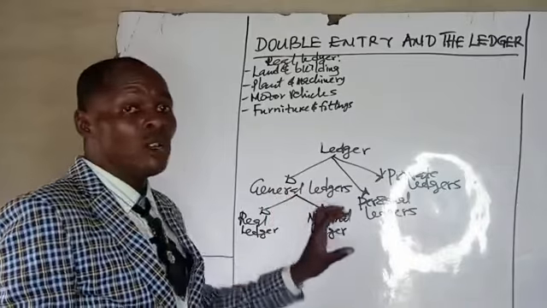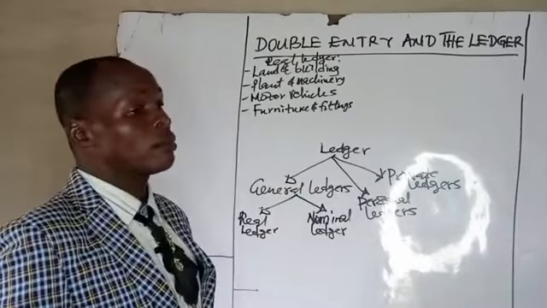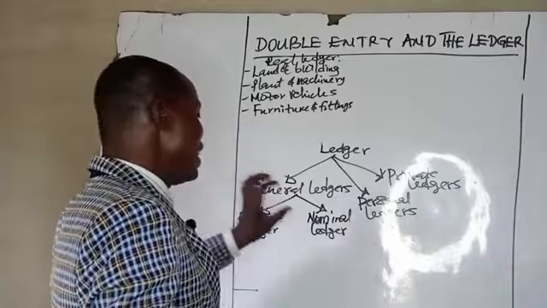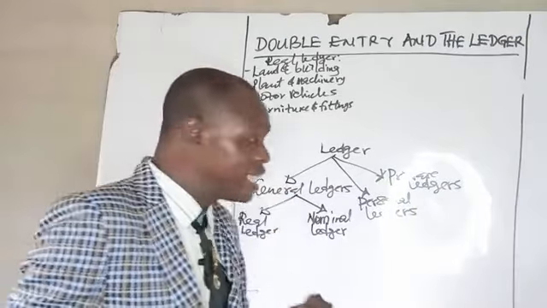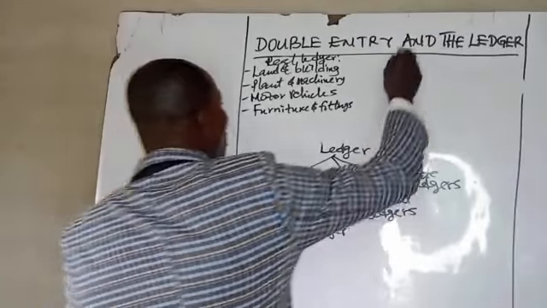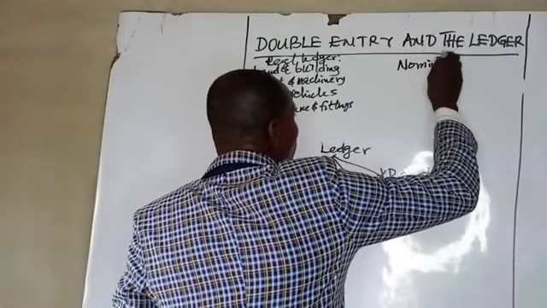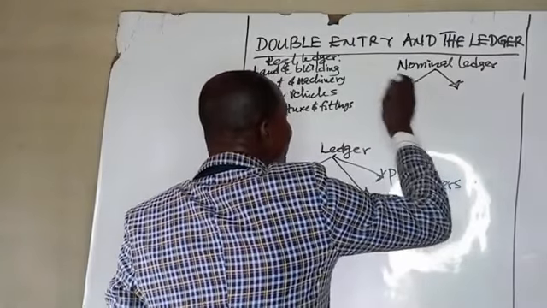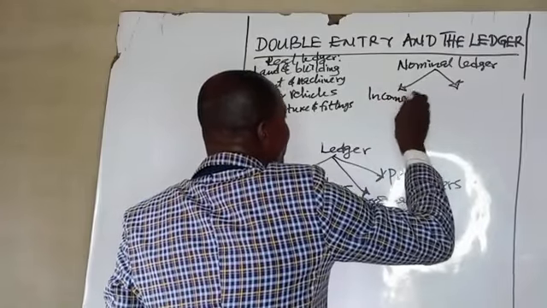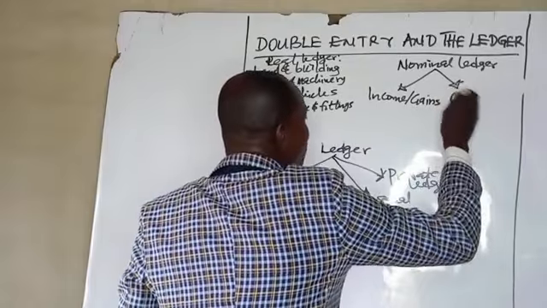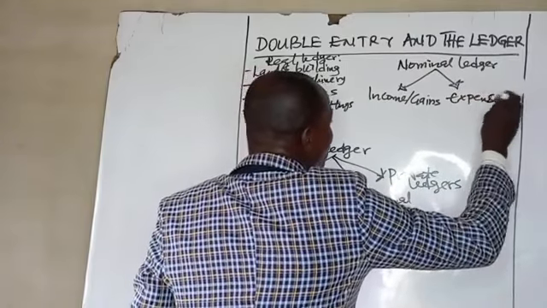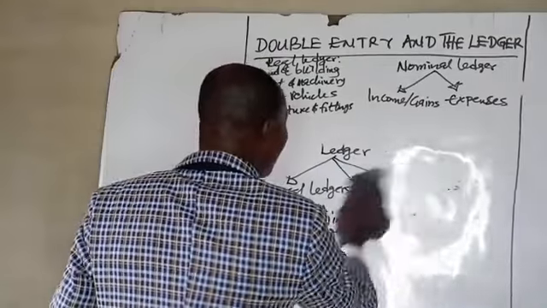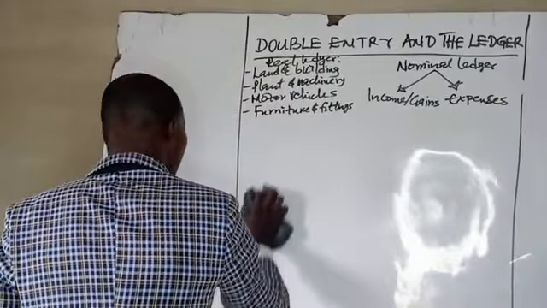On the other hand, we have the nominal ledger. The nominal ledger is used for recording the income and expenses of the business. So it is used for recording income or gains and expenses or expenditure of the business.